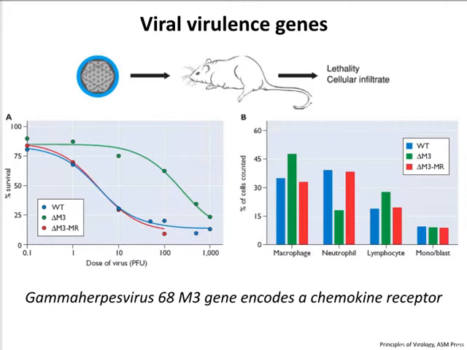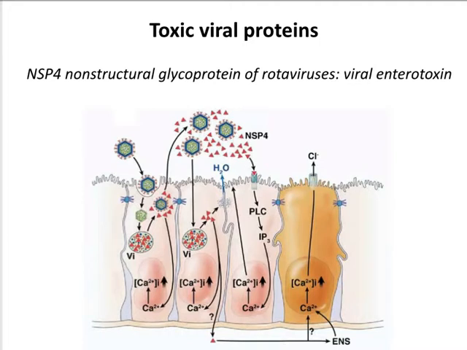On the right is the effect of these manipulations on cellular infiltrates in a tissue which I don't recall here, but we're looking at macrophages, neutrophils, lymphocytes, et cetera, in mice infected with the three different viruses. So you can see there is some effect on infiltration of macrophages. The delta M3, more macrophages are coming in, but fewer neutrophils, for example. So again, consistent with the idea that this is a chemokine that's influencing cell type infiltration. So just one example of how these immune modifiers are virulence genes as well.